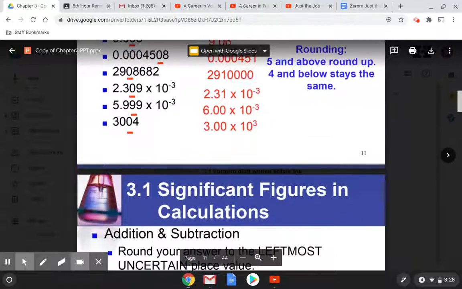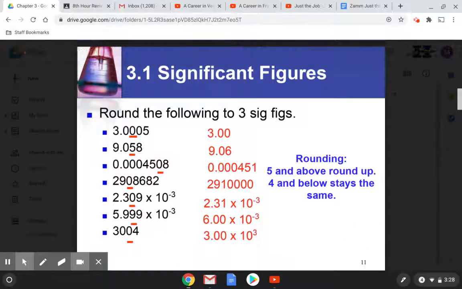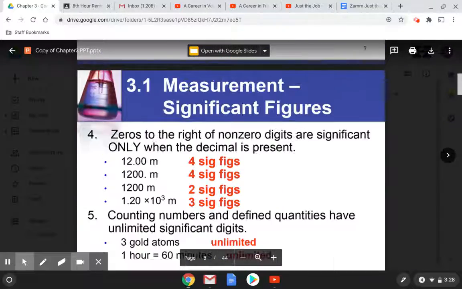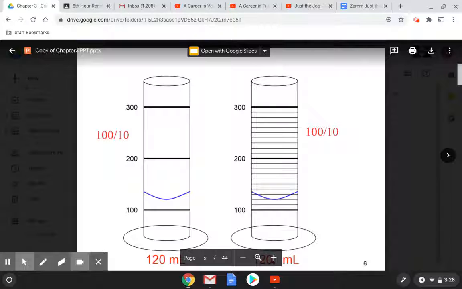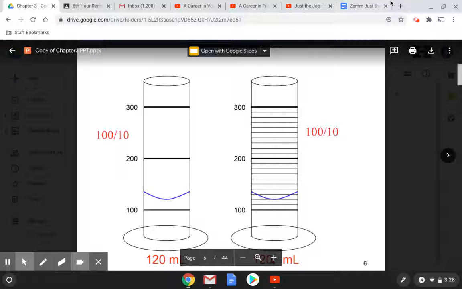So we will move on to addition and subtraction after the test, but that's a pretty good preview of how significant figures work. Again, you're going to have a lot of practice with significant figures. If you have any questions or concerns, email me, let me know, and we'll work through it together. So that is that.